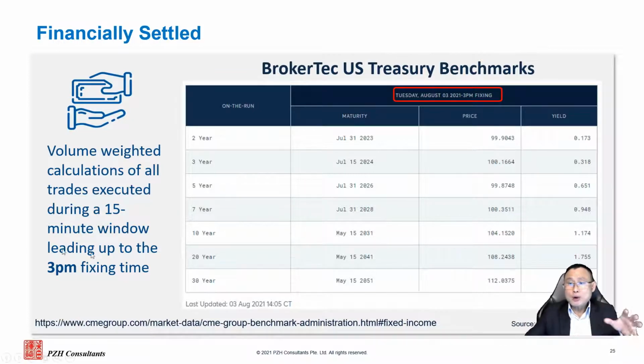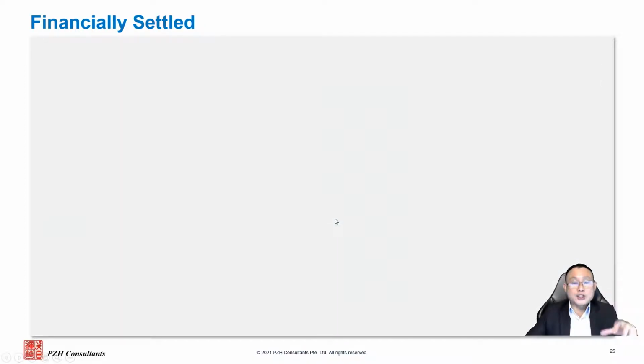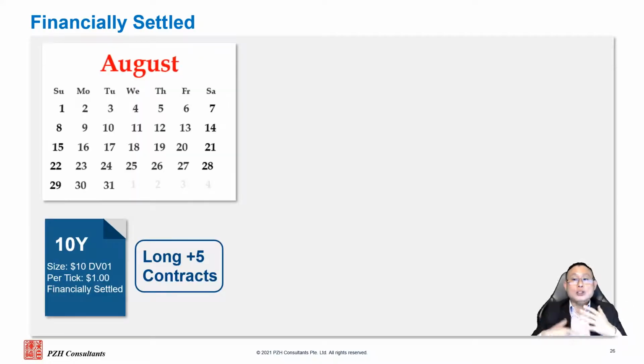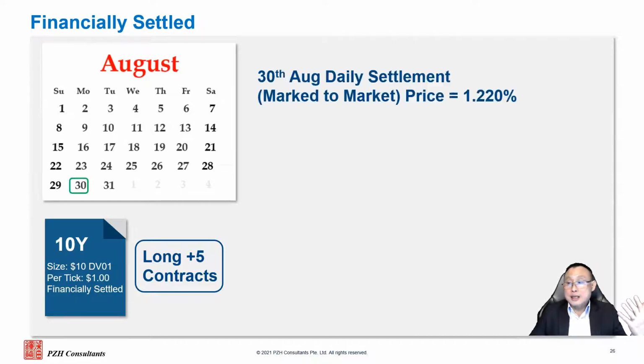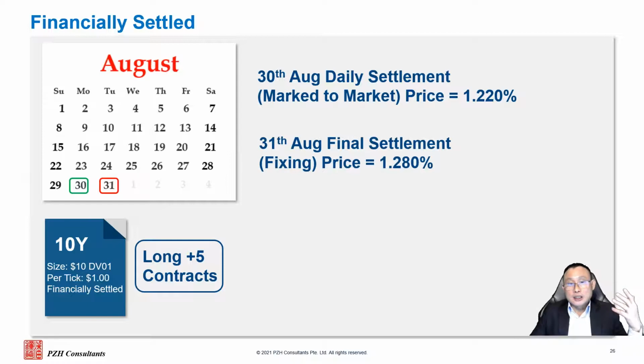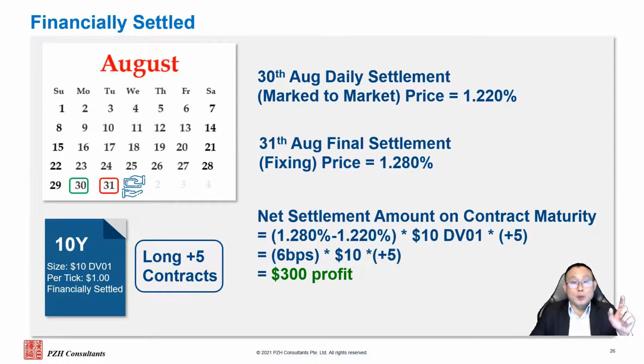So I'm going to walk you through a quick example of how this financial settlement actually works. For example, using the August contract, we have a 10-year. You are long 5 contracts of the 10-year micro yield futures. Let's assume that the 30th August settlement price is 1.22%, and that has already been used to mark to market your position the day before. So come final settlement on the 31st August, if you have not closed your position, that contract will be settled using the fixing price. In this particular case, I use an example of 1.28%. So the net settlement amount will be 1.28% minus 1.22%, which gives you 6 basis points.